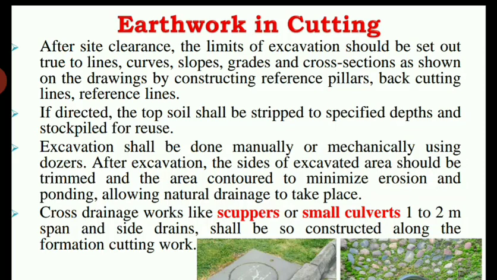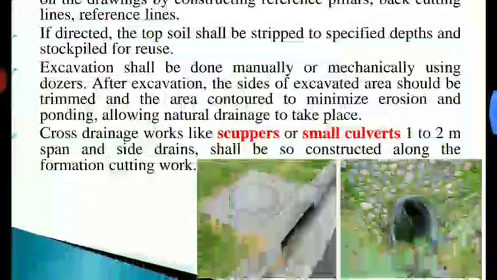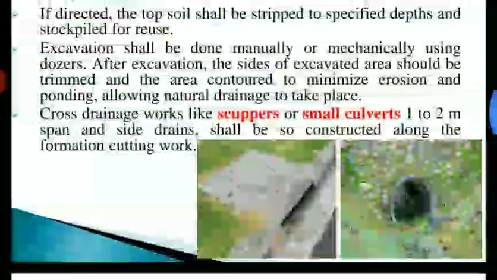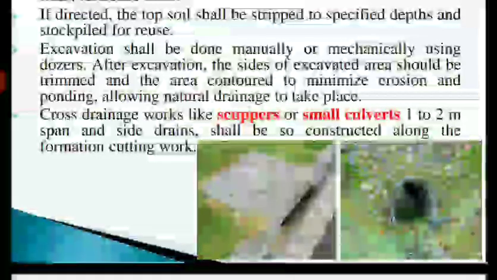And here the back cutting lines, as well as we will place the reference lines also. Then the second point: if directed, the topsoil shall be stripped to a specified depth and stockpiled for reuse. In some cases, if there are higher profile elevations, the topsoil can be cut off, I mean stripped off, and that can be used for further road construction. Anywhere it is required as part of filling, we can use that also. So we need to stockpile at a particular place such that it can be easily reused in some conditions, right?